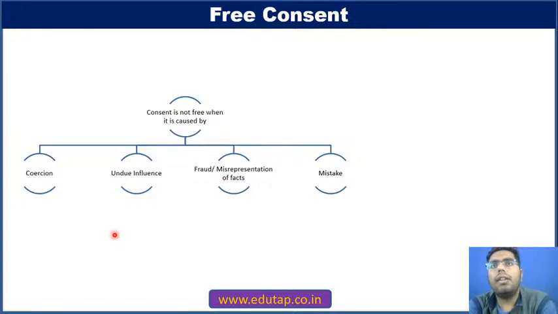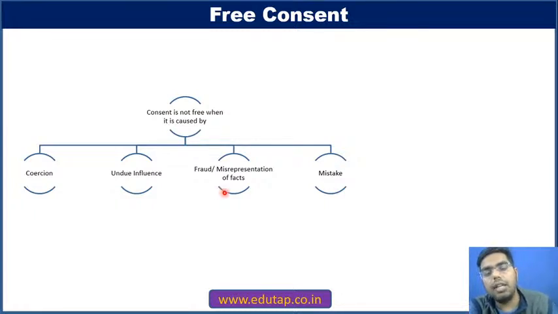For example, you are an employee in a particular organization, and the board of directors, your senior management, are asking you to do something wrong. That means your consent is not free at that time. They are pressurizing you. That is undue influence. Next is fraud and misrepresentation of fact. Someone has misrepresented the facts to you, or is hiding some facts from you, or is giving you wrong facts. Then also the consent is not free.